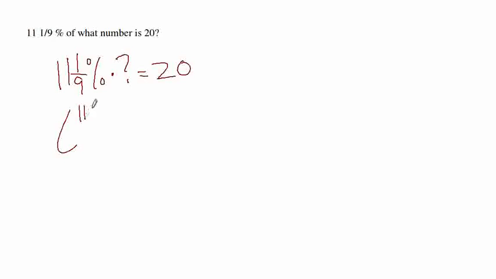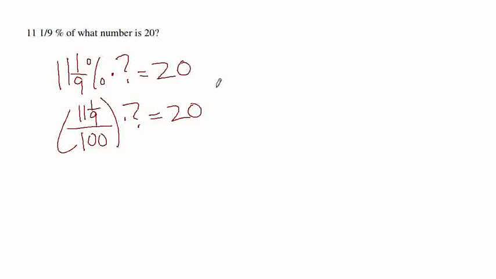Okay, so I'll go ahead and do it as well. So 11 1/9% multiplied by mystery number equals 20. So let me convert that percent to a fraction. So 11 1/9 divided by 100 multiplied by mystery number is equal to 20. And so I'm going to have to do a lot of cleaning up because that fraction's pretty complicated.